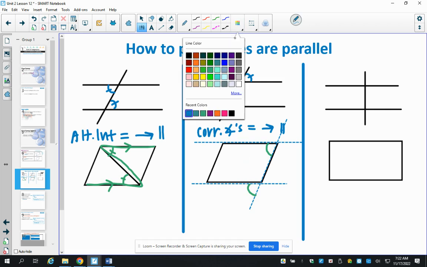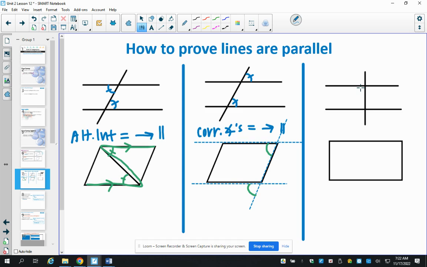Then another one that you are going to see today and use is that if two lines are perpendicular to the same line. Okay, so both these two kind of horizontal lines are perpendicular to this vertical line, then they're parallel to each other. Okay, so if they're perpendicular to the same line, that forces them to be parallel to each other.